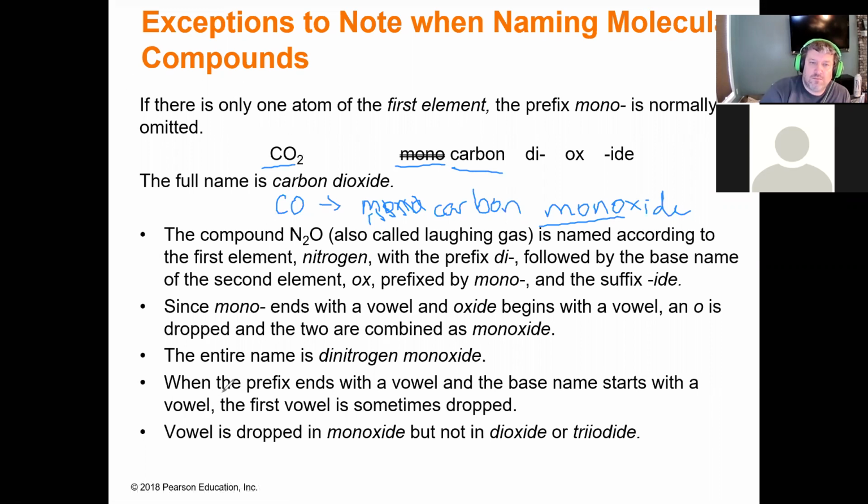Sometimes there's things with the vowels, like when the prefix ends with a vowel and the base name starts with a vowel, the first vowel is sometimes dropped, but then of course, obviously it's sometimes not dropped just to make it confusing. So the vowel that's dropped, monoxide, but dioxide, the I stays, and triiodide, you actually keep both of those I's.